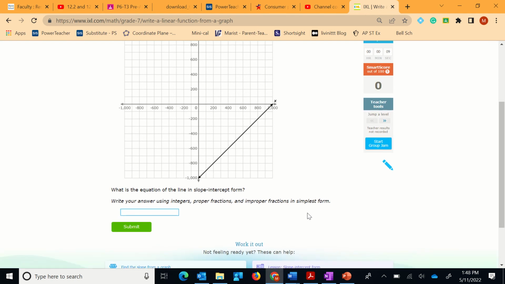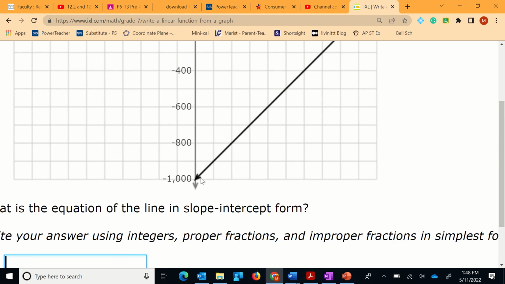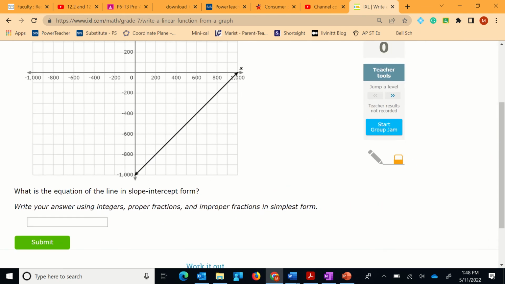Okay, so we need two things for slope-intercept form. We need the slope and we need the y-intercept. Y-intercept here, you can see we cross at negative 1,000. So that's going to be b. If you recall, this is y equals your slope, m, multiplied by x, plus b. So we know that b is equal to negative 1,000, because that's where it crosses the y-axis right there.